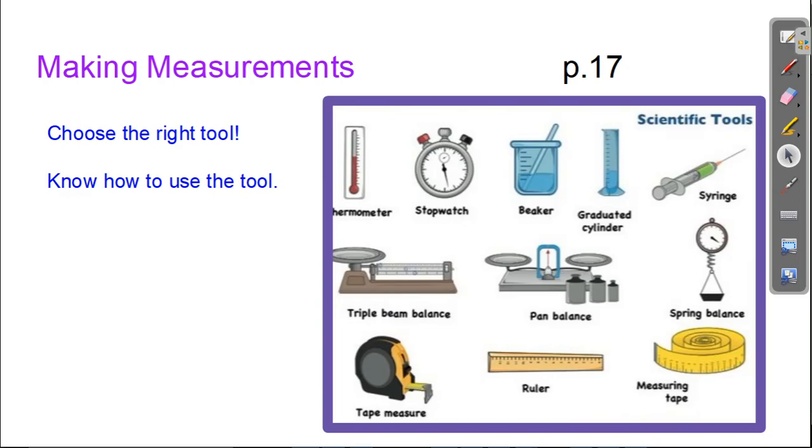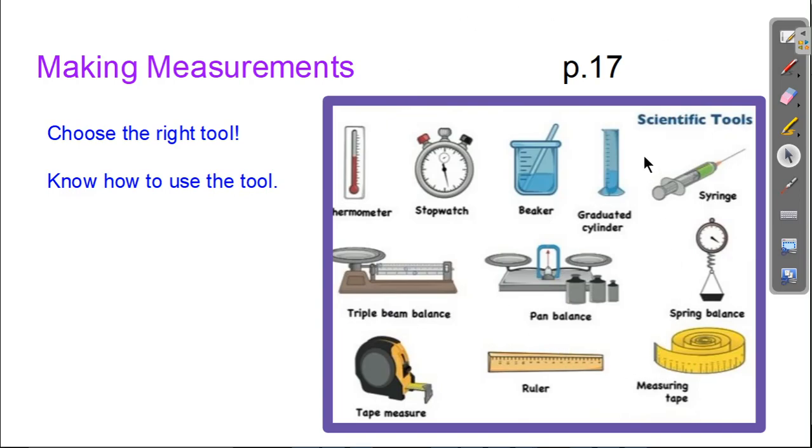Okay. Making measurements. How do we do measurements in science? Well, you need to use the right tool to do measurements. Okay? Knowing how to use the tool is very important as well. So for chemistry, you're going to be using thermometers, stopwatches, beakers, graduated cylinders, pipettes, stuff like that. Balances, not a triple beam balance. Most people buy an electric one, but know how to use your tool as well.